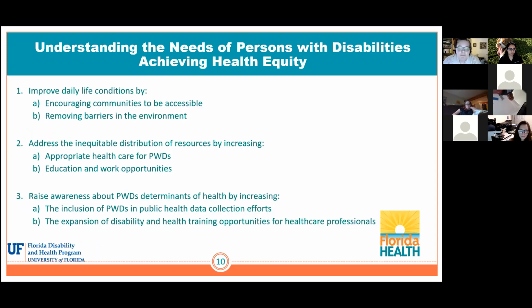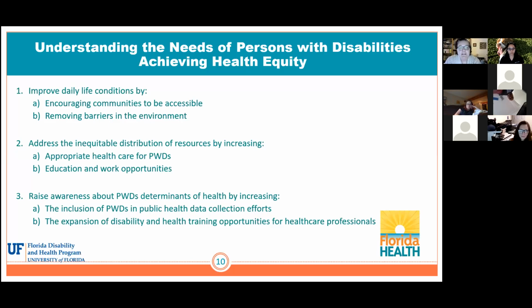The WHO recommends trying to improve health equity by tackling three areas. First, they recommend improving daily life conditions by encouraging communities to be accessible, and by removing barriers in the environment that prevent people from engaging more fully with the world around them. They also recommend addressing the inequitable distribution of resources by increasing needed and appropriate healthcare for people with disabilities, along with education and work opportunities.